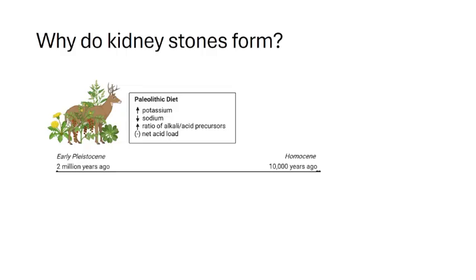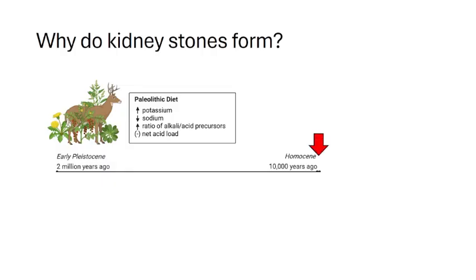This Paleolithic diet has a high dietary potassium, has very low sodium, and the ratio of alkali to acid precursors is also high because fruits and vegetables contain organic anions that can be oxidized to yield bicarbonate and base for the body. And because there's not a lot of meat, which is more acidogenic, this means that the net load to the body was more alkaline. Another way to say that is that our ancestors had a net negative acid load.